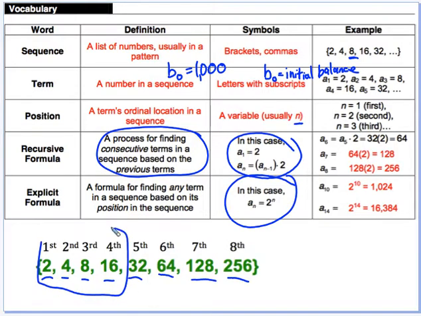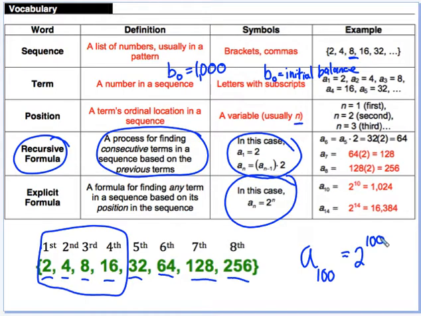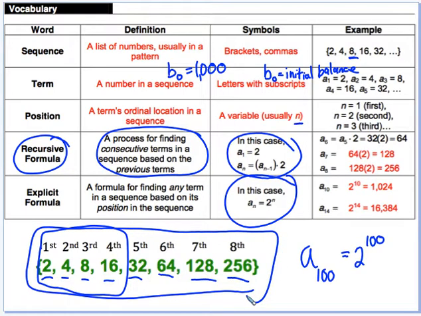One thing that you're going to notice is that if you only want to know the first 4 terms, it's really easy to do the recursive formula. But when you're looking for the 10th term, or the 100th term, or the 1,000th term, it would be a pain to find all the terms before that. Instead, it would be really easy to say, let's say we wanted to know a sub 100, my 100th term, it's much easier to say 2 raised to the 100th power instead of doing this huge recursive process 100 times to finally find my answer.